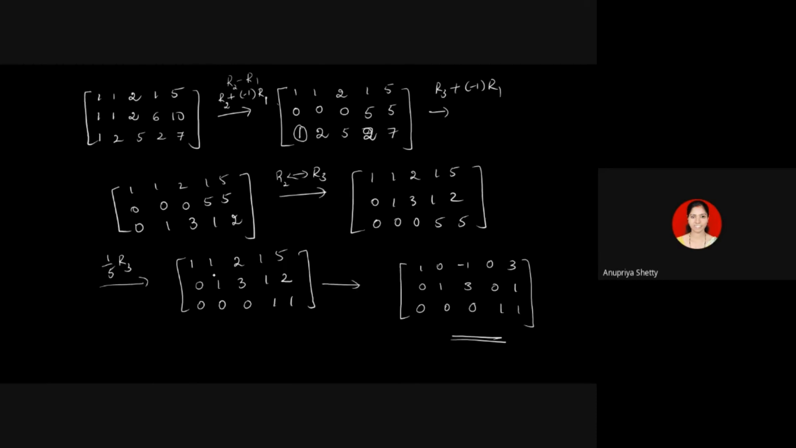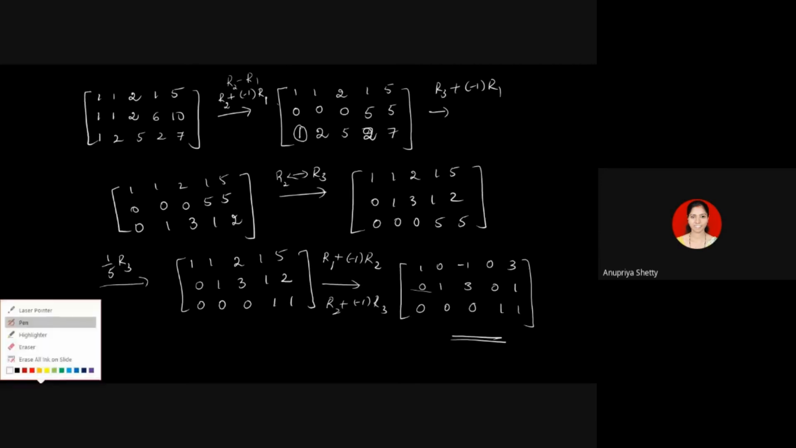So we got this. Then you can perform R1 plus -1 times R2. Or it is like R1 minus R2, subtracting the second row from the first. So you'll get 1, 0, -1, 0, 3, correct. And then I'll do it in a single step, both the operations. The next operation should be R2 plus -1 times R3, if I'm not wrong. 0, 1, 3 will remain as it is, 0 and 1. Right. So we get that final matrix.